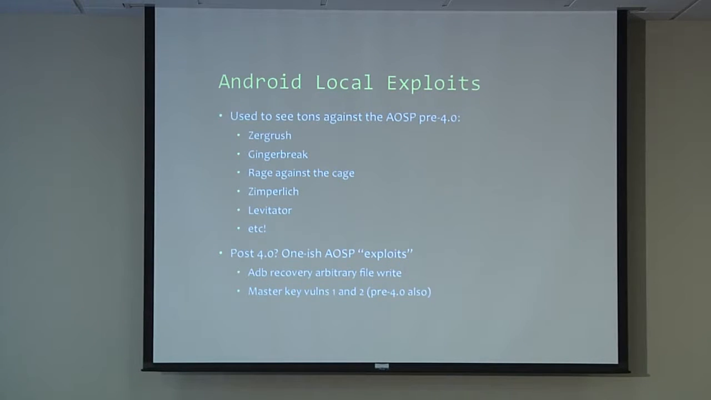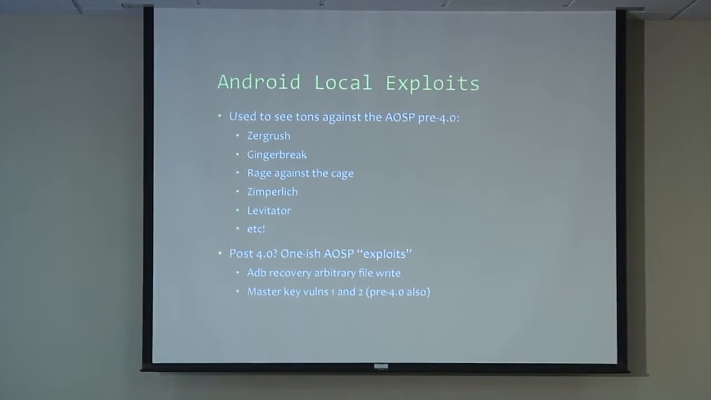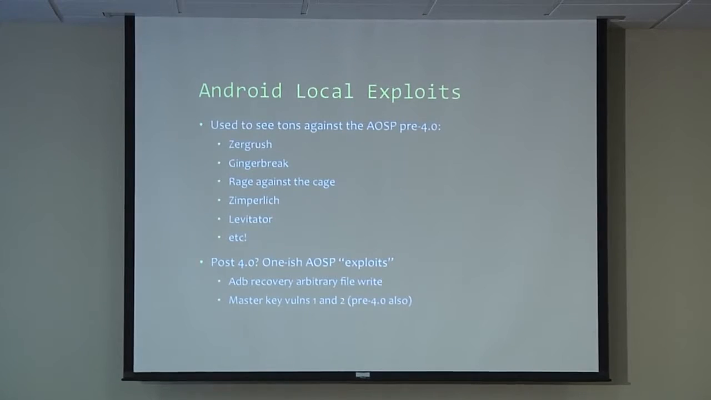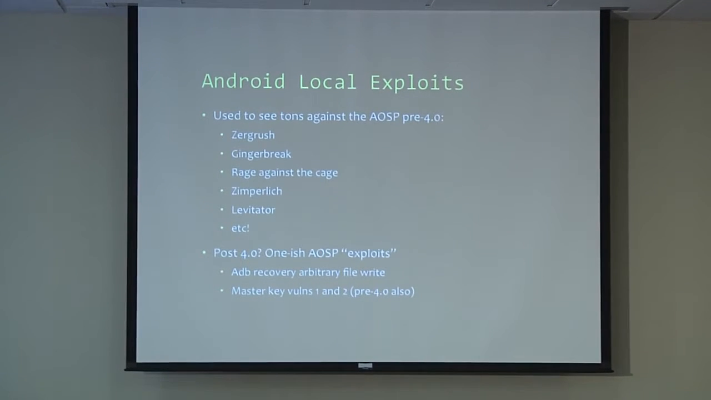We saw the ADB recovery arbitrary file write vulnerability that could be leveraged to give you root. And then we saw master key vulnerabilities 1 and 2, but I'm not really counting those because those really affected the whole source tree like pre-2.0, right? It was a vulnerability that went way before 4.0. So really one universal AOSP-responsible piece of code, root, that we've seen.